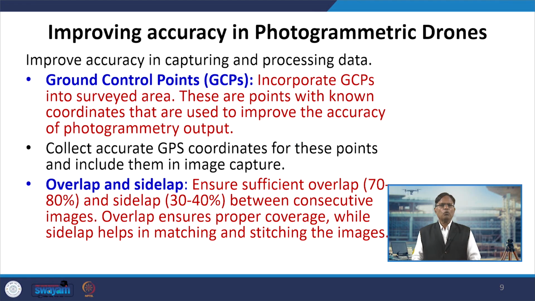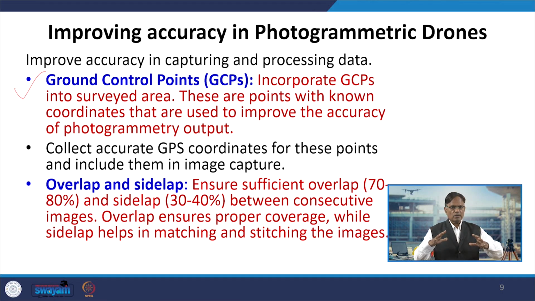So, how can we improve the accuracy in photogrammetric drones when we are taking photographs of the area? There are some precautions which are to be taken to improve the accuracy. The first thing here is the ground control points, we call GCPs. We incorporate GCPs in our surveyed area. These are the points whose 3-dimensional coordinates x, y, z are known to us, and they will be used to improve the accuracy of the photogrammetric output.